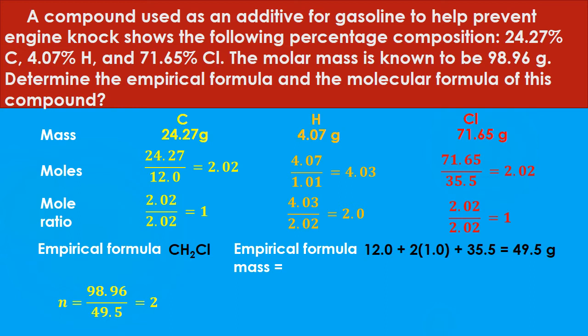So that means our molecular formula is 2 times larger than our empirical formula. So we multiply our empirical formula by 2. So that'll give us C2H4Cl2. Because again, we're multiplying our subscripts. So we multiply our subscripts. So 2 times 1 gives us a 2. 2 times 2 is 4. 2 times 1 is 2.